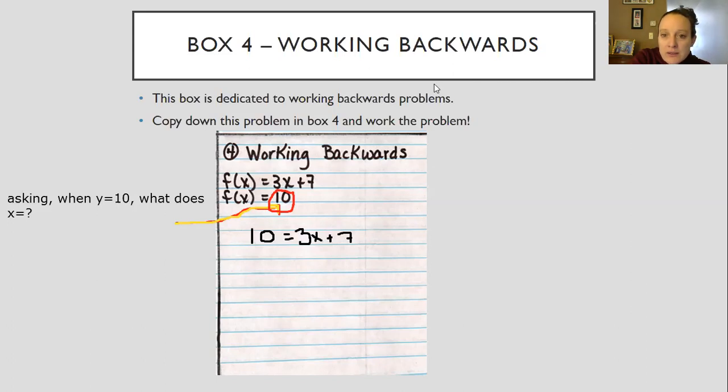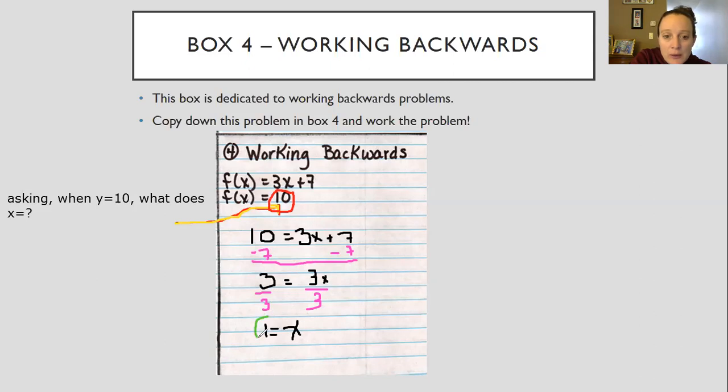Okay, let's solve this. So I'm going to subtract 7 from each side. Working backwards requires you to go backwards through the equation. So 10 minus 7 is 3, and I get 3 equals 3x. Okay, what do I have to do next? How do you undo 3 times x? I know somebody out there said it. You divide by 3, and you end up with x equals 1. So now this is the input, and that's what I've been asked to find.